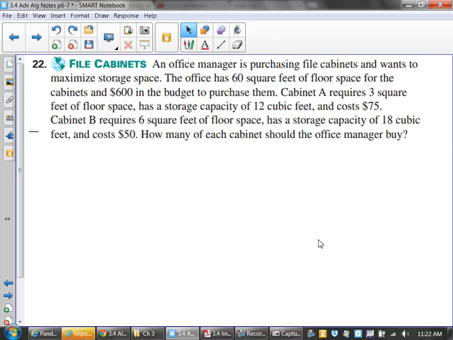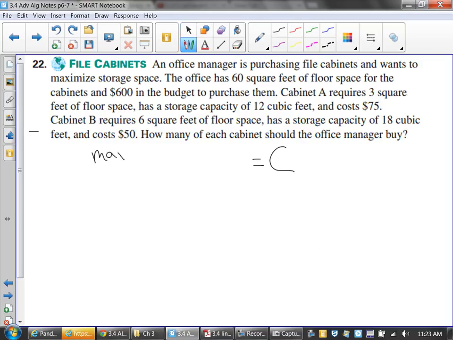What I did last hour also is I helped them create a chart to figure out what's going on. As you read the problem, it says that your office manager is purchasing file cabinets and wants to maximize storage space. What's your objective? Maximize storage space. So your objective is max storage. You have 60 square feet of floor space and $600 in the budget to purchase them. Right off the bat, 2 parameters: floor space and money. So you have up to 60 square feet of floor space, and up to $600 to spend.